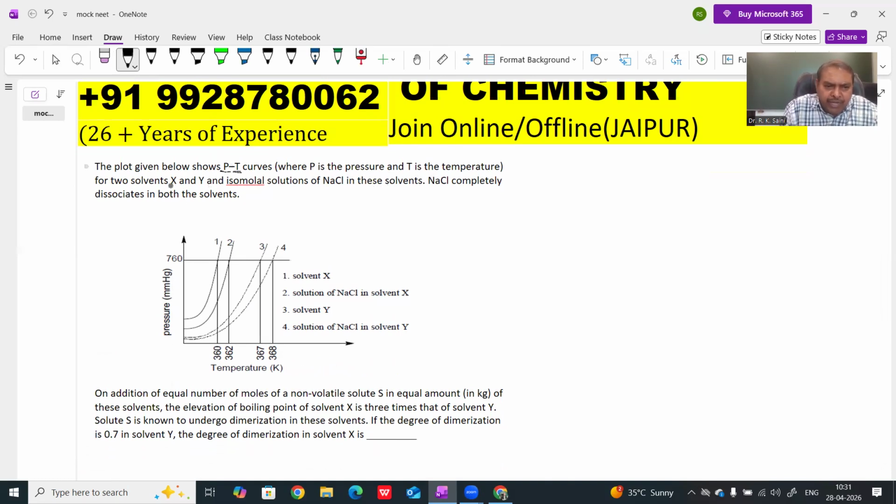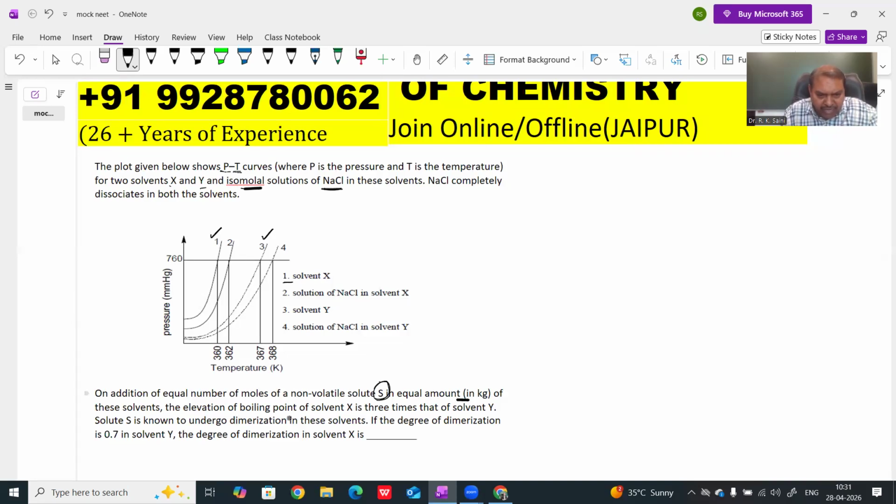Two solvents, namely X and Y, are taken with an isomolar solution of NaCl. Isomolar solution of NaCl means their moles are equal. In these solvents with NaCl, the graph is between pressure and temperature. The first is the solvent X and its elevation in boiling point, and the third is the solvent Y and its elevation in boiling point. On addition of equal moles of non-volatile solute S in equal amount of solvent, the molality is also equal.